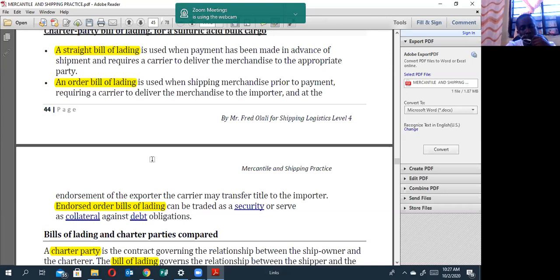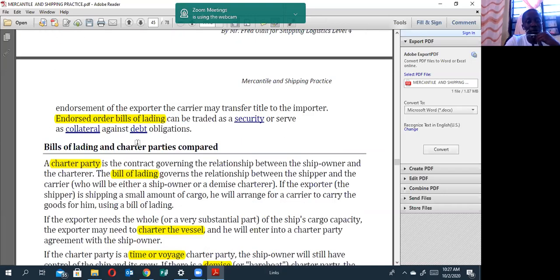Now, an endorsed order bill can be treated as a security or serve as collateral against a debt obligation. So in case you fail to pay, then the master has all the right to hold that cargo and even go back with it. So it acts as collateral.